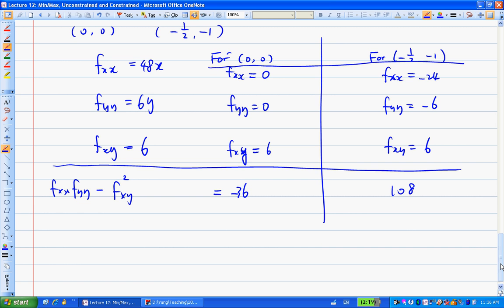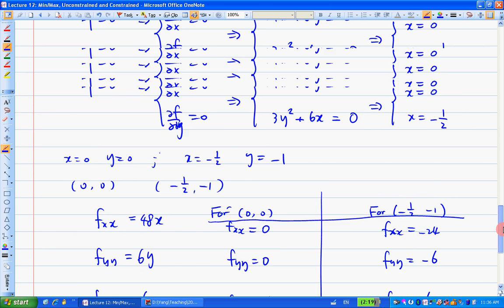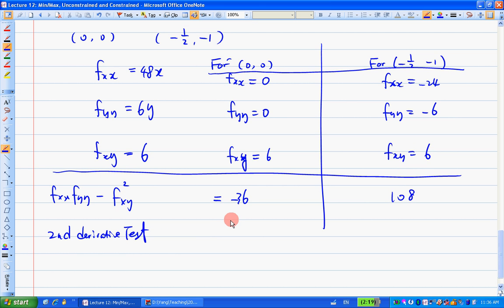So now we got everything. Now let's apply the second derivative test. The second derivative test requires us to do what? To check the sign of f_xx, and to check the sign of f_xx f_yy minus f_xy squared. So let's look at this one here, the first critical point.